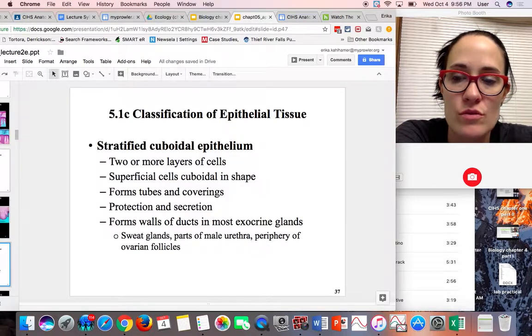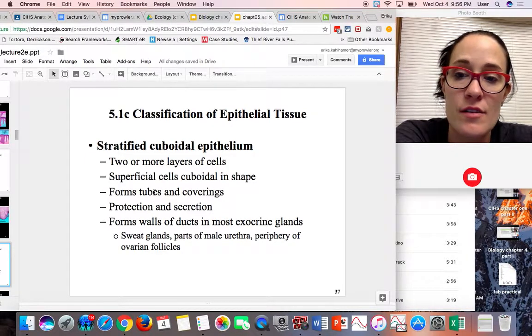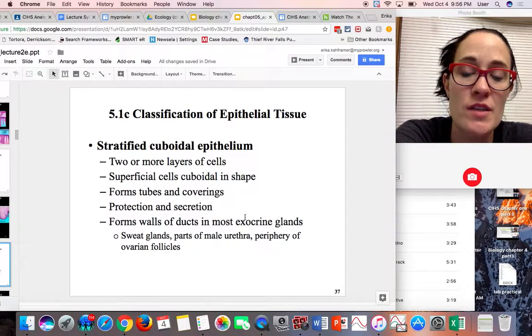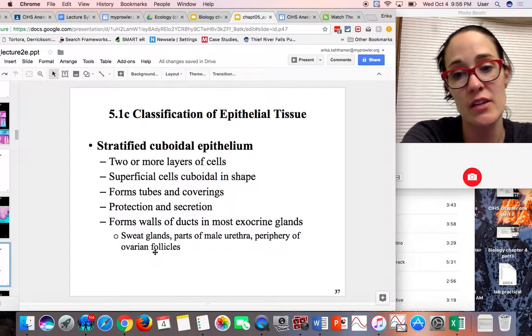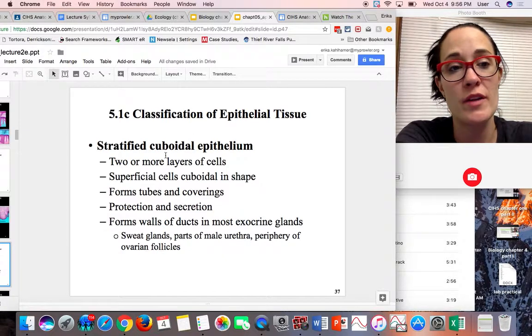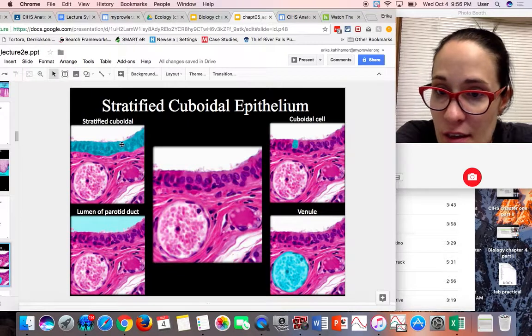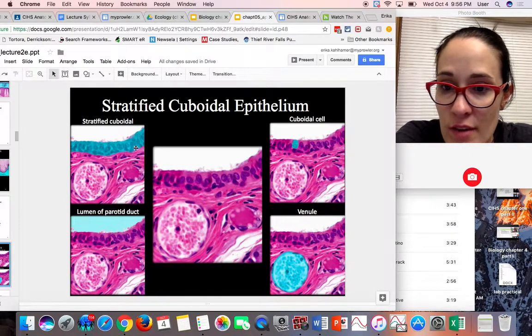Non-keratinized. Stratified cuboidal has many layers of cube-like cells, forms tubes and coverings, protection and secretion. We're going to see it in most exocrine glands, many layers of cube-like cells. So sweat glands in particular are something to note. All your sweat glands, multiple layers of cube-like cells. Here we can see there's one layer of cell nuclei, there's another layer. Here's one cell.